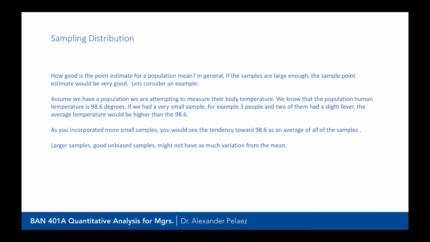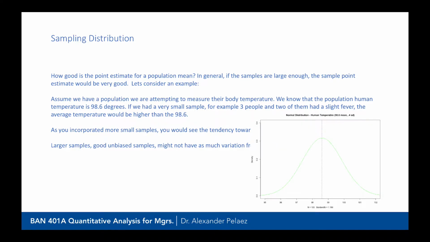Now, in answering the question, how good is the point estimate for a population mean? Basically, we can answer it this way. If the samples are large enough, or we have a lot of samples, then the point estimate should be very good. Now, let's assume we have a population where we're attempting to measure body temperature. We know that the population human temperature is 98.6 degrees.